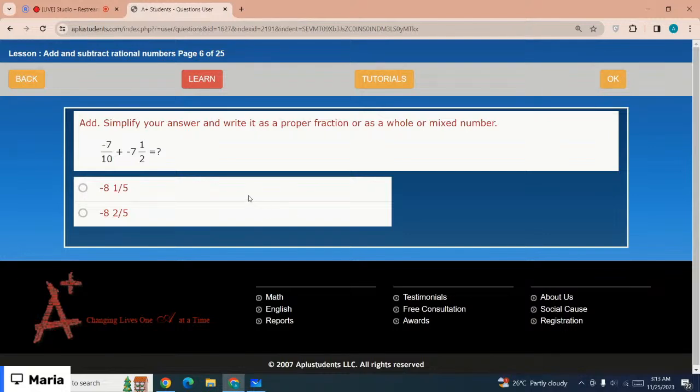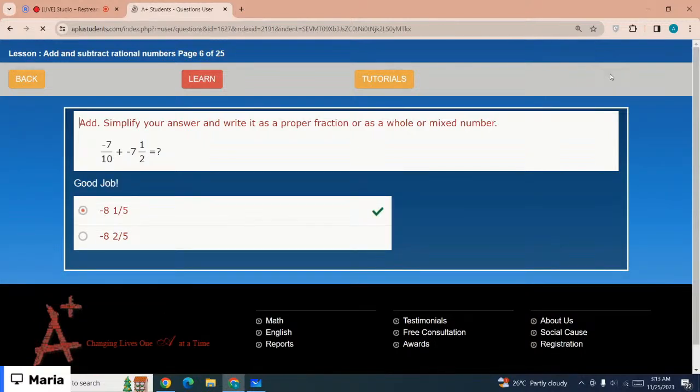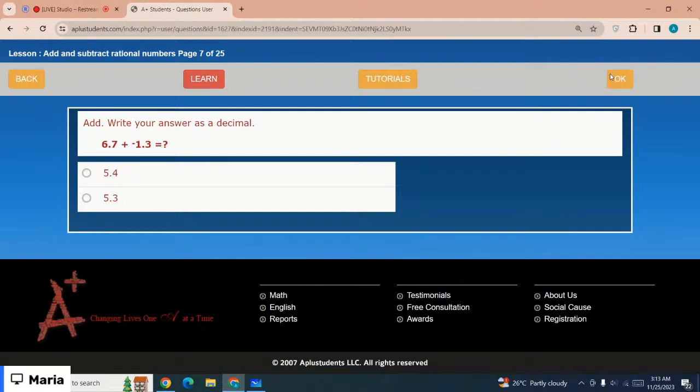Yes, the correct option is negative 8 whole 1 over 5. Correct option is option number 1. Okay, the next one is 6.7 plus minus 1.3, which is the correct option. Yes, the correct option is 5.4, right?